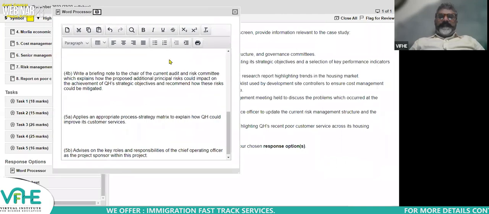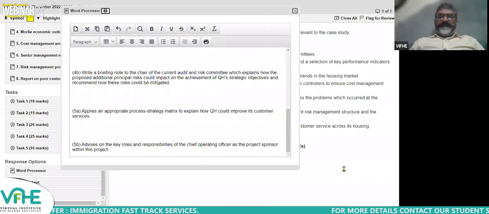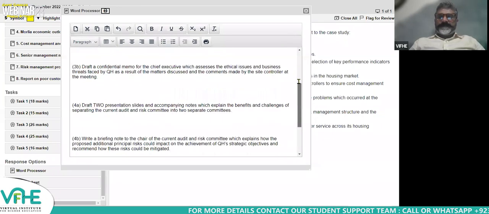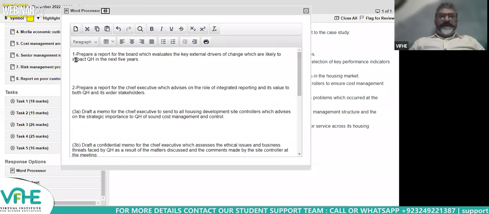the respective thing. All the requirements are now on one page. You see, so I can quickly read, prepare a report for the board which evaluates the key external drivers of change. Key external drivers of change is the topic, or I can bold it.